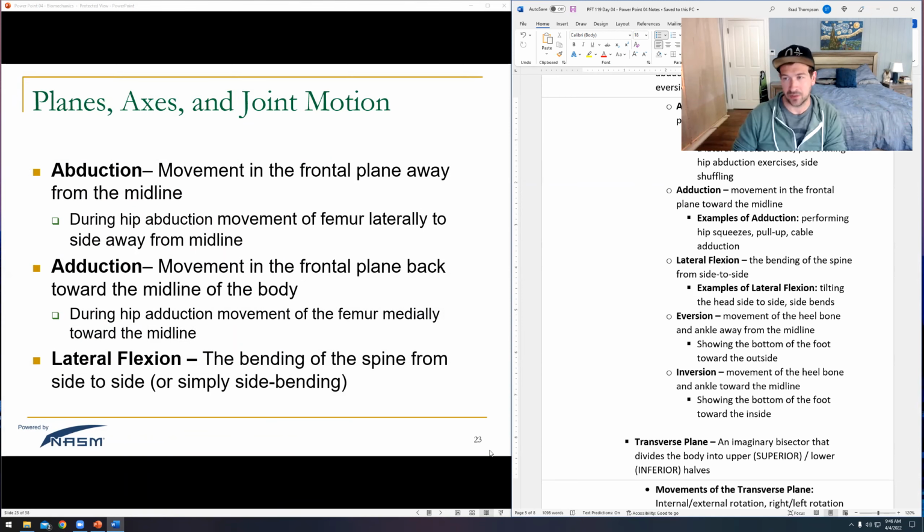But honestly, I would much rather my client use a resistance band clamshell or side shuffle or something like that. But abduction, like I said, it's your arms are being abducted by aliens, right? They're going away from the midline. That's the easiest way for me to remember that.